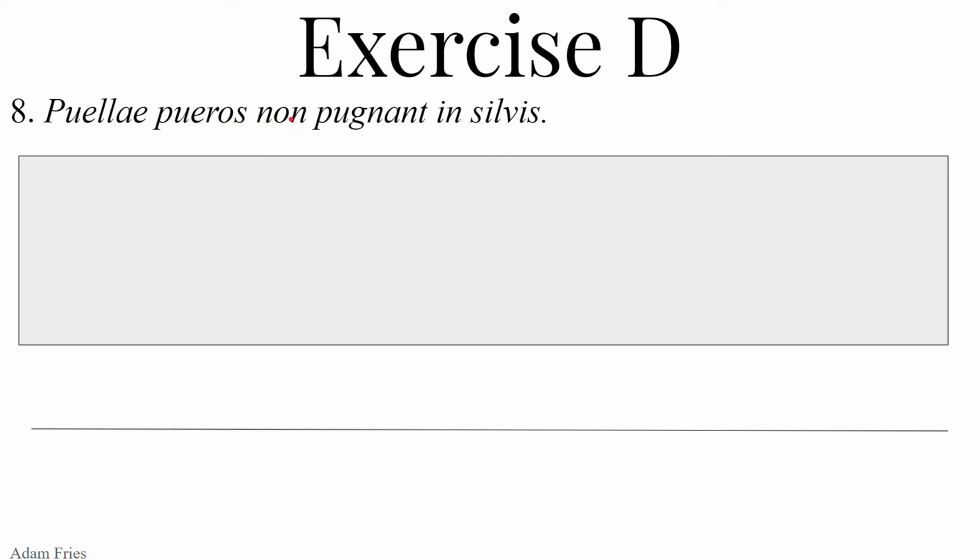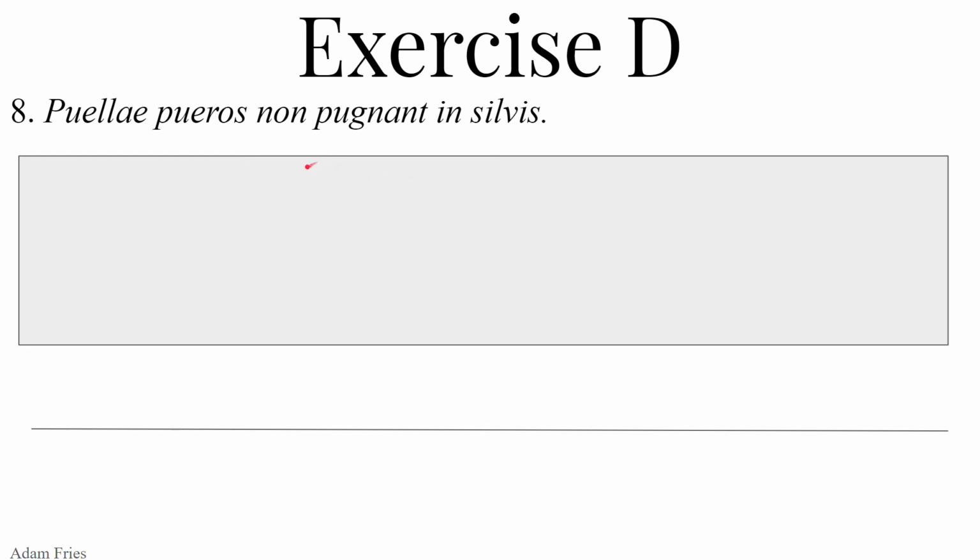Non is an adverb meaning not, and it negates the verb. That's why it's an adverb. So non pugnant, the third person plural, unt ending, present tense of pugno, pugnare, pugnavi, pugnatus, to fight. So the subject does not do this thing to the direct object. But in silvis, in plus the accusative shows motion towards, moving into, but in plus the ablative shows location in a space. So in plus the silvis, ablative plural feminine of silva, ae, feminine, forest or woods. The girls are not fighting the boys in the woods, in the forests. The girls do not fight the boys in the forests.